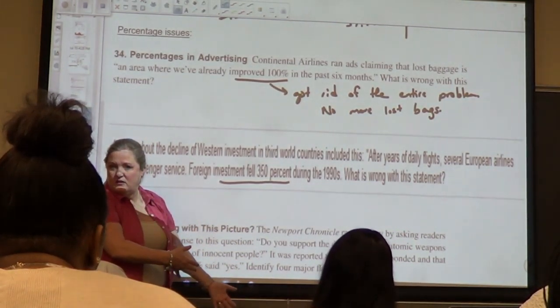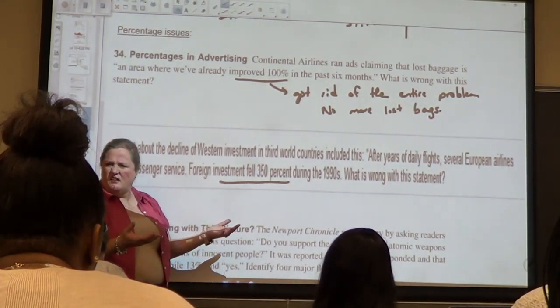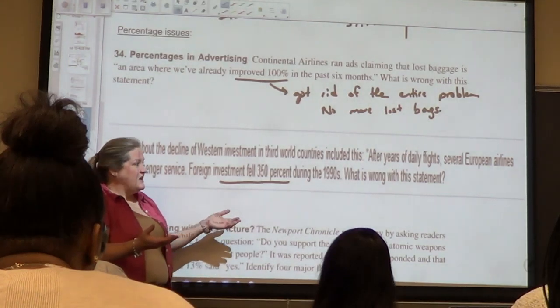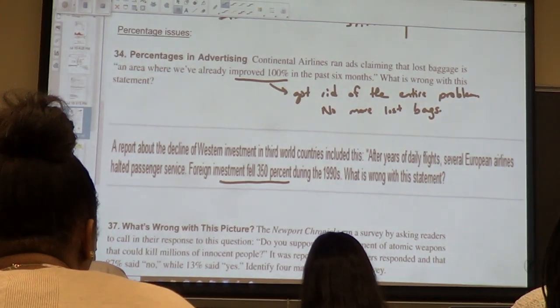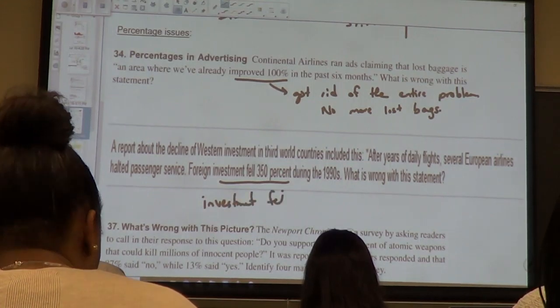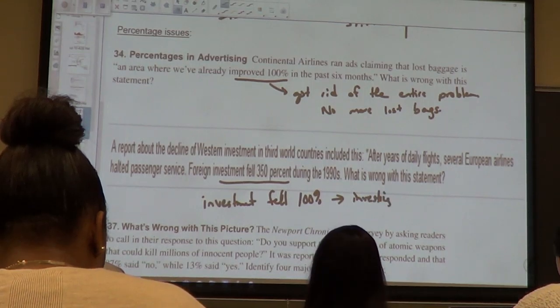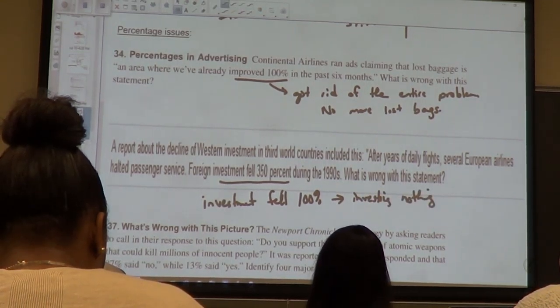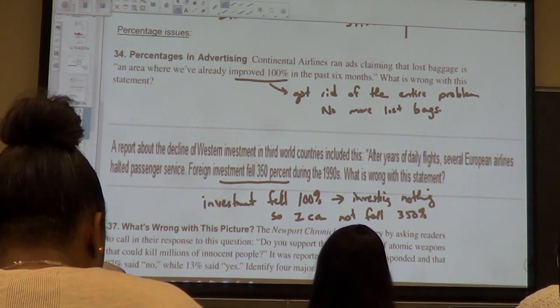You with me? So when you read it, you're like, oh. But then when you think about it, you're like, huh? That doesn't make any sense. You can't invest less than nothing. So if my investment failed 100%, then I am investing nothing. So I cannot fall 350% because that's past nothing.